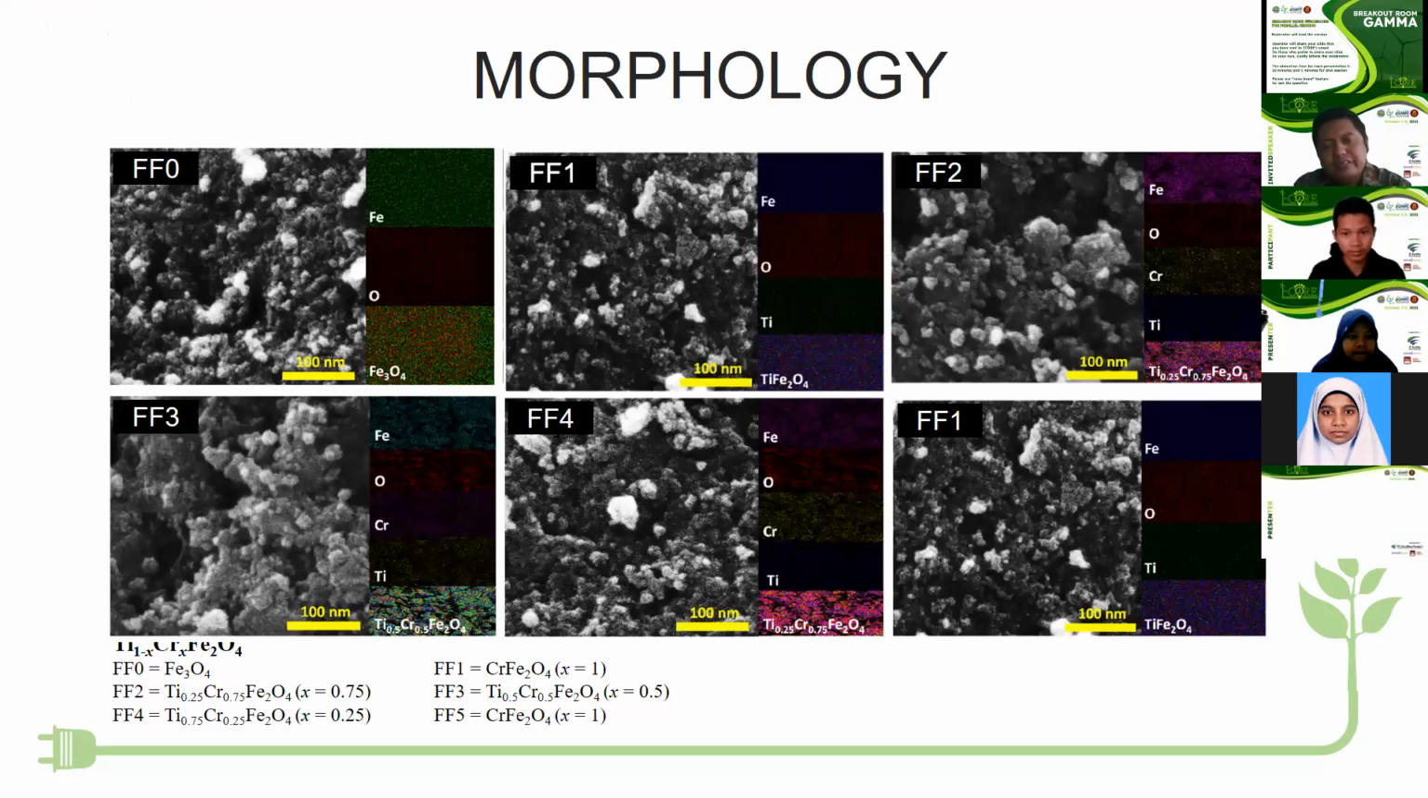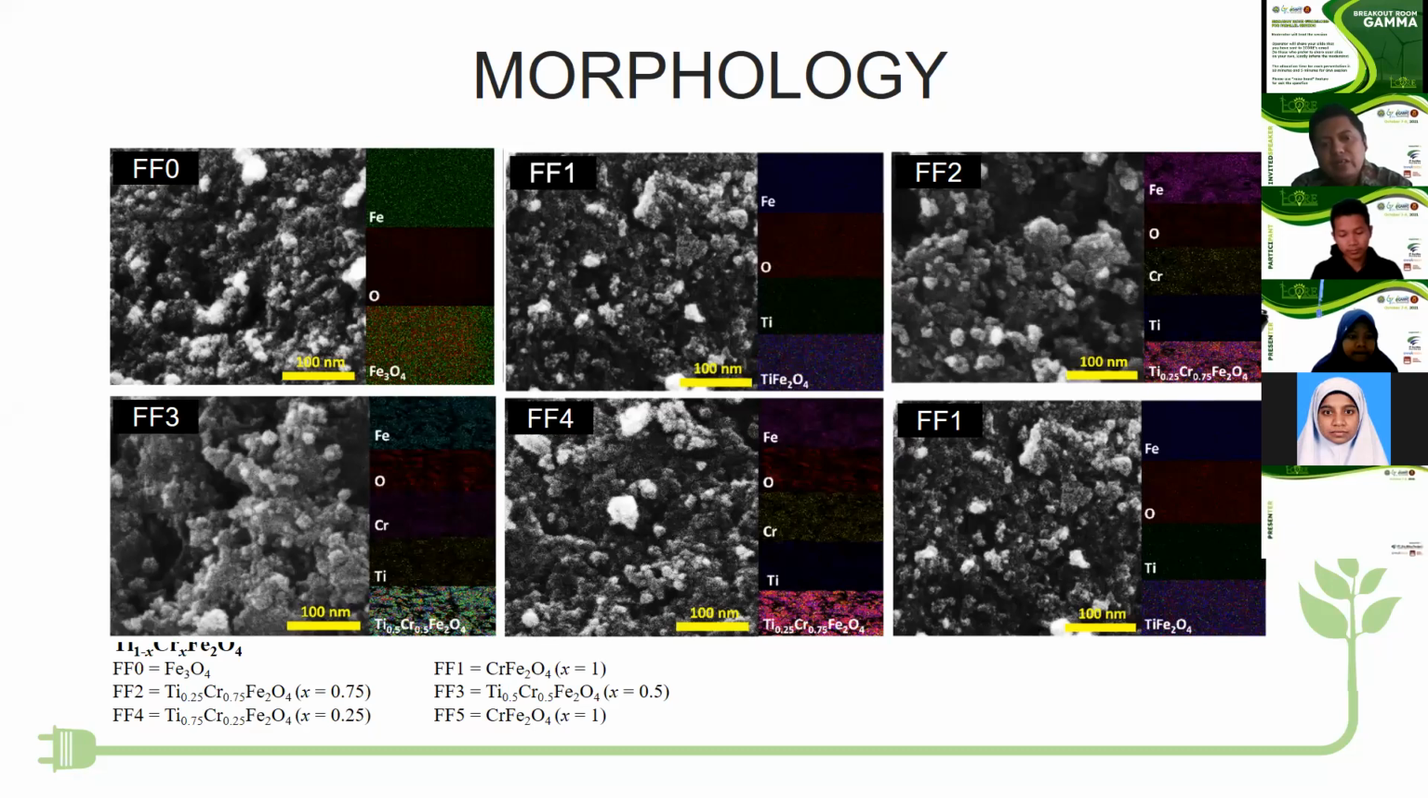For the morphology obtained by scanning electron microscopy investigation, we can see here that iron, oxygen, titanium, and chromium have all been successfully inserted in the ferrofluid system without any impurities. We know that our main precursor here is natural iron sand.